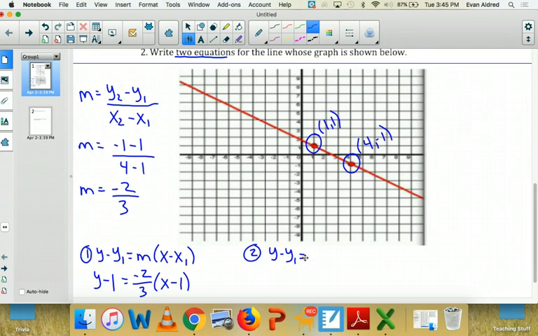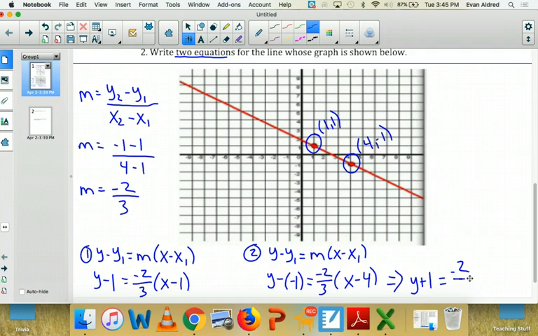Again, using y minus y1 equals m(x minus x1), we can plug in our values, and for this one we will have to simplify. So the y-coordinate of that point is negative 1. Our slope is still negative 2/3. That hasn't changed. Our x-coordinate is 4. So we have y subtract negative 1 equals negative 2/3 (x subtract 4). Well, we can simplify what's to the left of the equal sign. So we're going to make that y plus 1 equals negative 2/3 (x minus 4). And there we have our two equations.